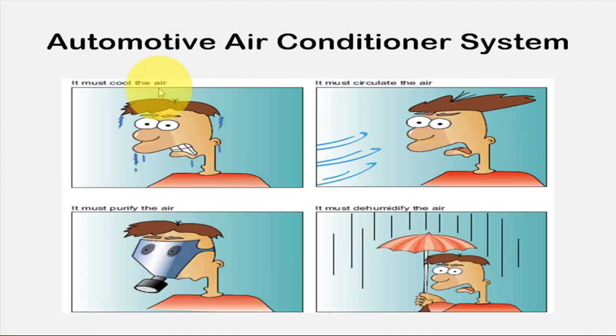Now the objective of this automobile air conditioning system is it must cool the air, it must circulate the air, it will purify the air, and also it will do dehumidification of the air. Dehumidification means removing of the moisture from the air. That is called dehumidification.